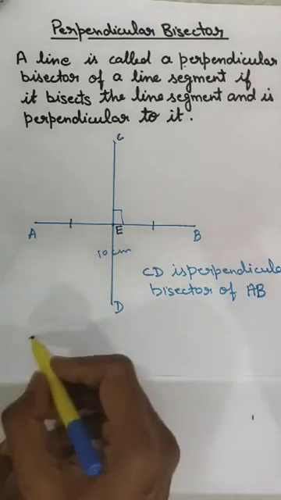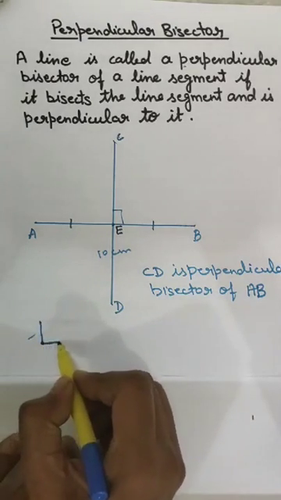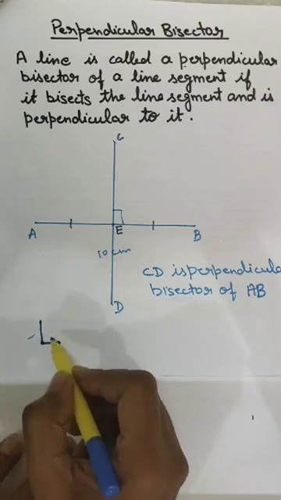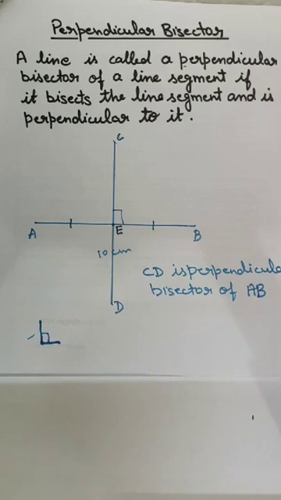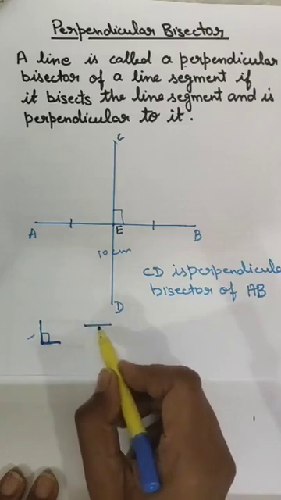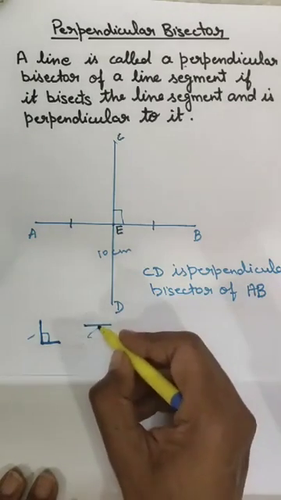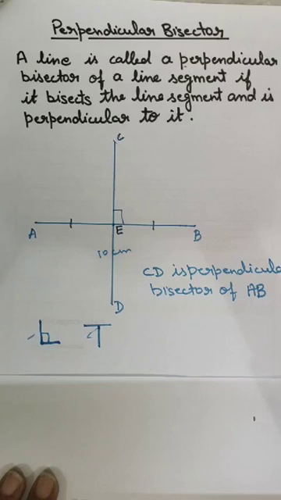See students, perpendiculars are like this also. I told you a letter L. This is also a perpendicular. But this is not a perpendicular bisector because it is not dividing into two equal parts. I have told you about letter T. This is letter T. This is a perpendicular. But this is not a perpendicular bisector.